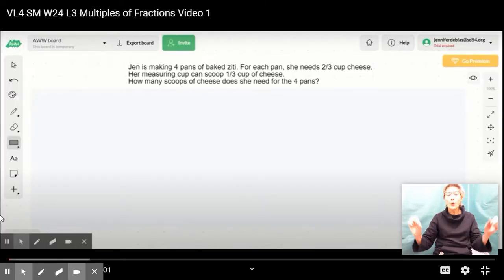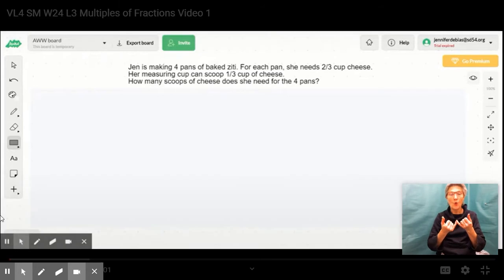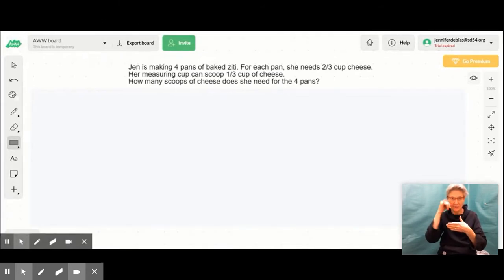Welcome back. Today we're going to build upon what we worked on yesterday and continue working with fractions. So here my problem says, Jen is making 4 pans of baked ziti. Baked ziti is a type of pasta, like mostaccioli for those of you that don't know. For each pan, she needs 2/3 cup of cheese. Her measuring cup can scoop 1/3 cup of cheese. How many scoops of cheese does she need for the 4 pans?